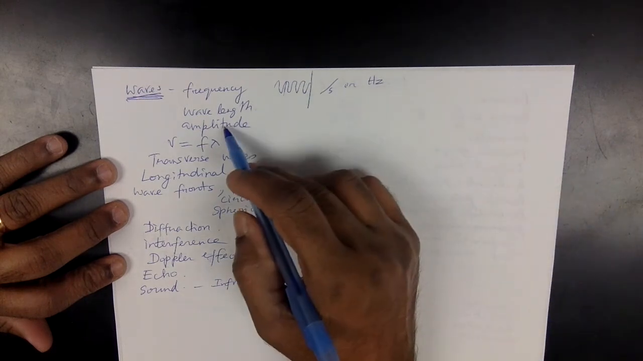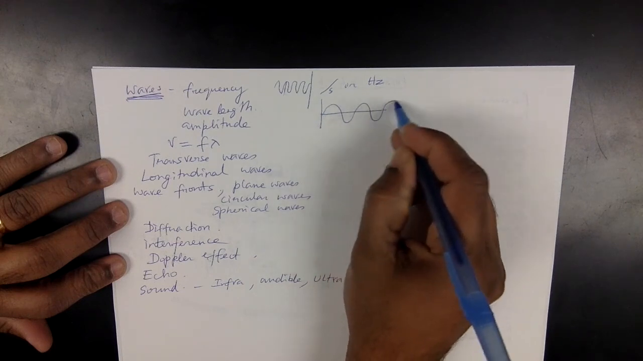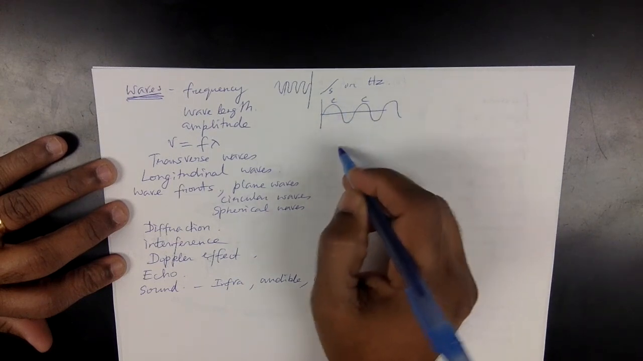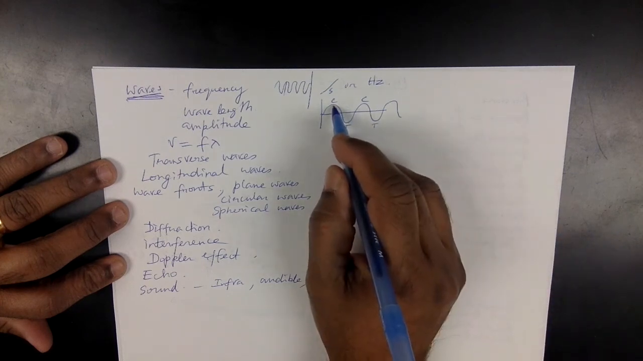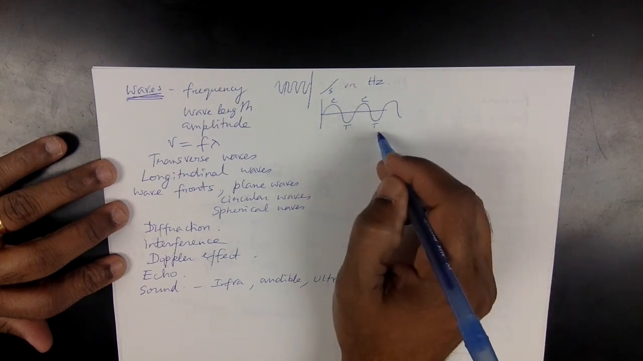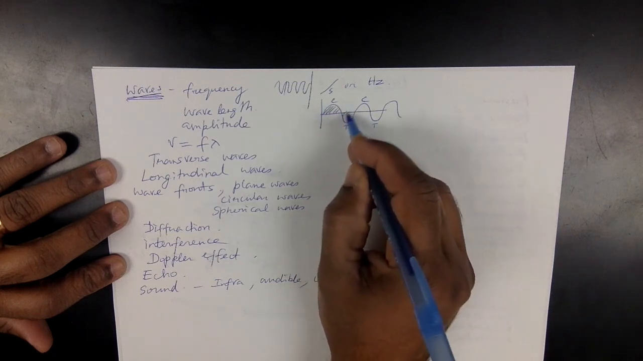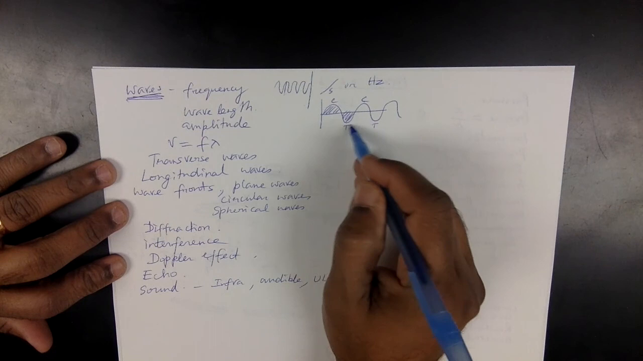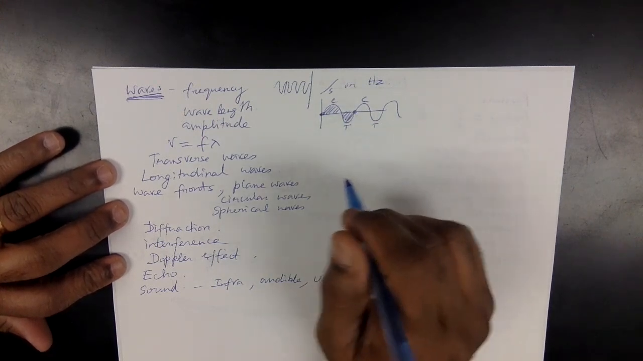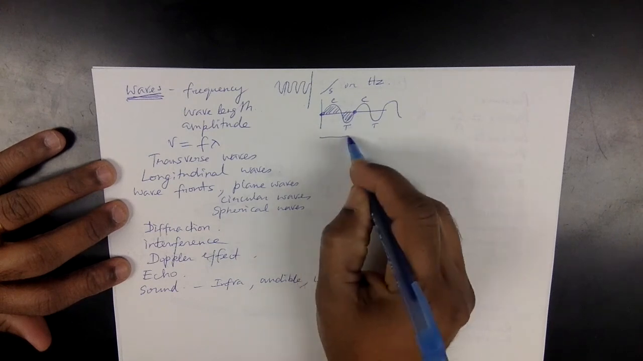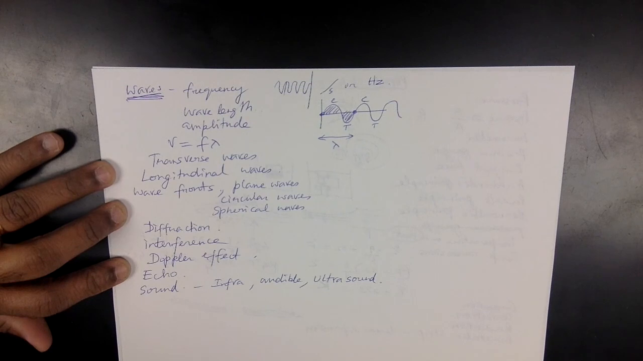Okay, and what is wavelength? Wavelength is the length from crest to crest, or trough to trough, or peak to peak, valley to valley. That's called wavelength. All this is one wave. So that's one wave. You can say from here to here is one wave. The distance from here to here is called wavelength. Lambda is the unit for wavelength.